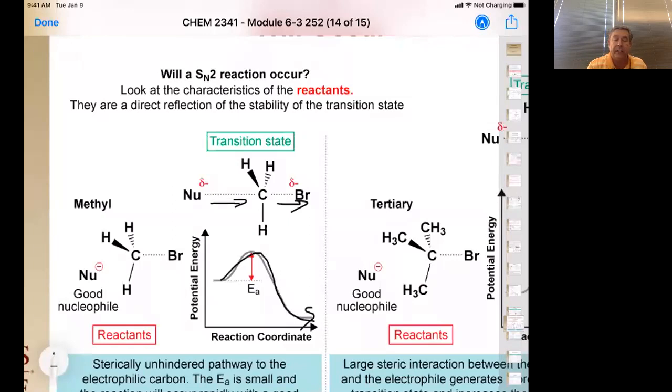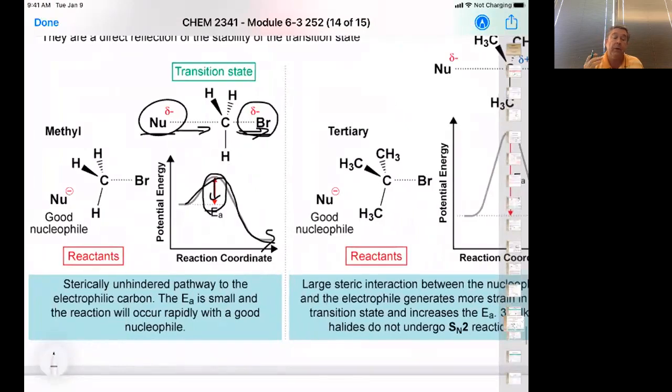And this activation energy has everything to do with how good a nucleophile we have, how polarizable a nucleophile we have, and the ability of this leaving group to leave. So if it's a good leaving group and a good nucleophile, this is a lower activation energy. So when we have good nucleophiles on that list of good nucleophiles, we do that.